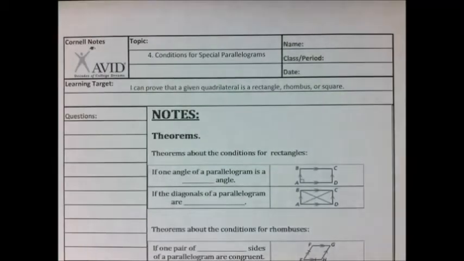Alright, so we've got this next video. It's about conditions for special parallelograms. And your learning target is: I can prove that a given quadrilateral is a rectangle, a rhombus, or a square.